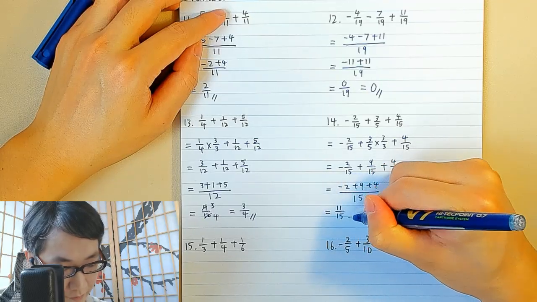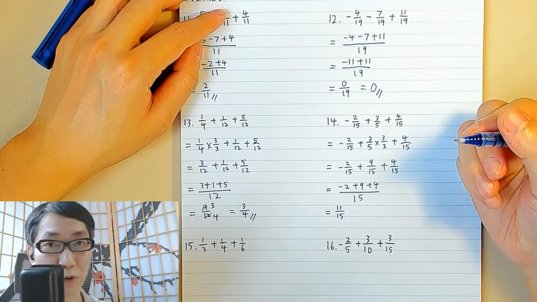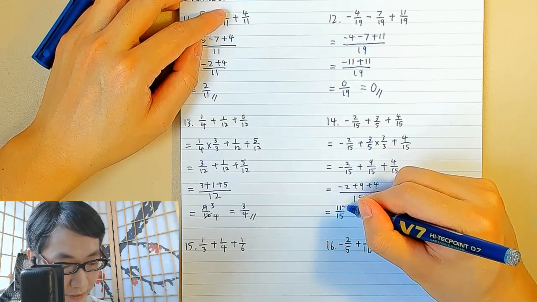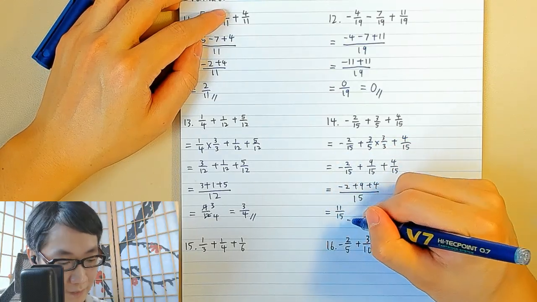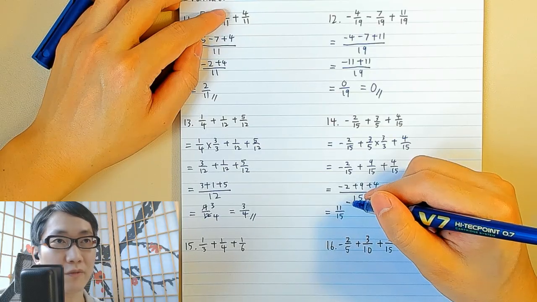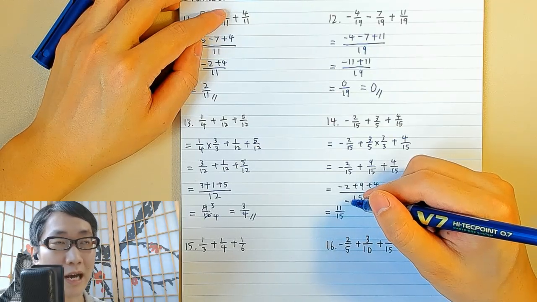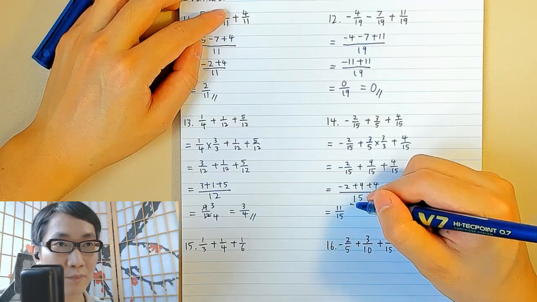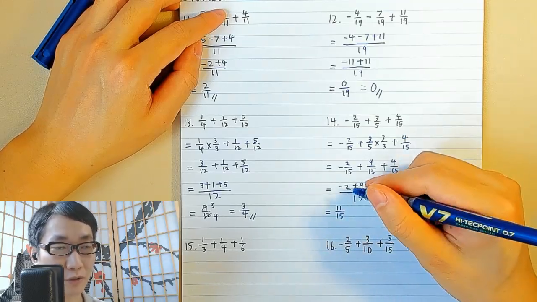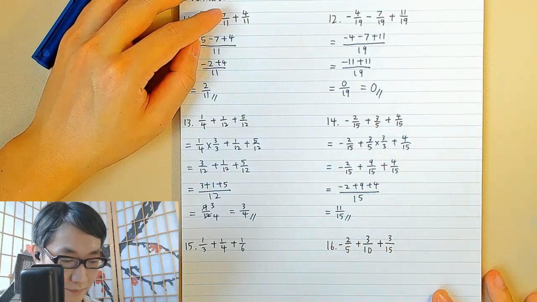positive 11 over 15. And this is the simplest form, because the factors of 11 are 1 and 11, and the factors of 15 are 1 and 15. So the highest common factor will be 1. But if we divide both of them by 1, we did nothing. So it is the simplest form.